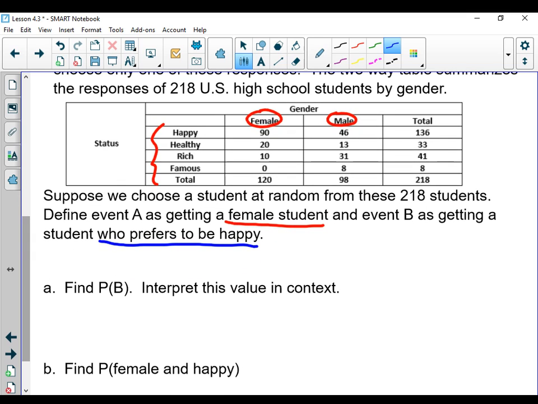All right, so part A says, well, what's the probability of B happening? In other words, what's the probability that we randomly select someone who chose to be happy? Well, for this problem, I'm not worried about what gender they were. I'm only worried about what they answered. So if they answered that they wanted to be happy, that was 136 people.